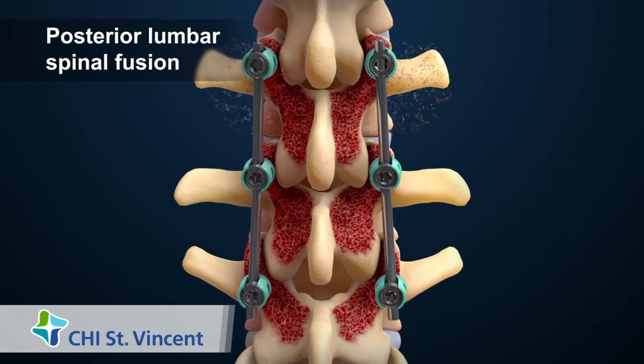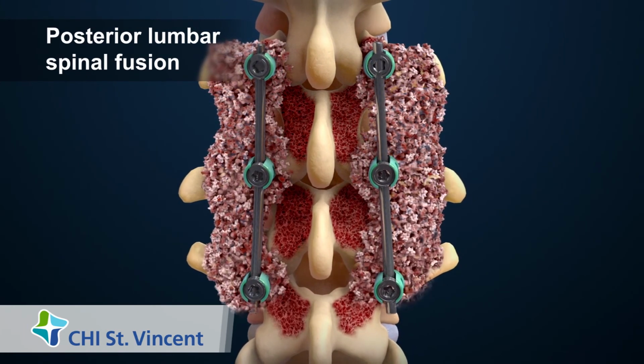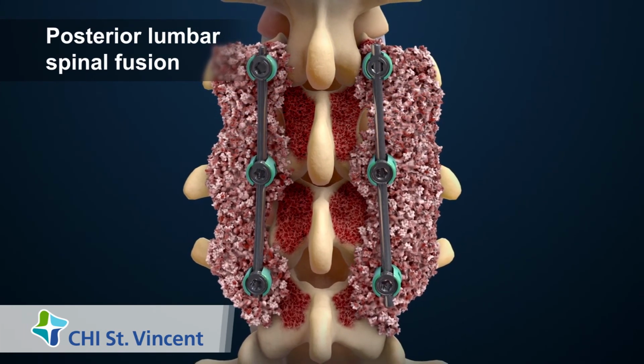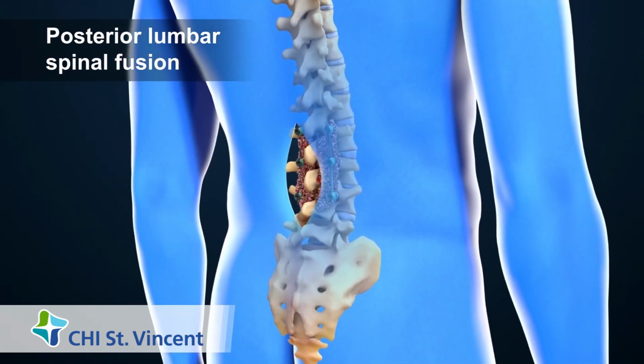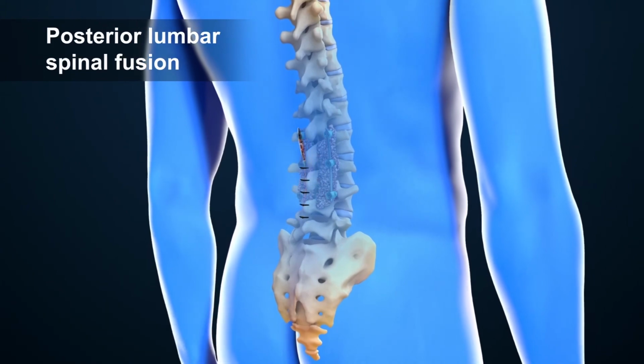The surgeon will place the bone grafts along the spine to allow the vertebrae to grow together and keep the spine stable. At the end of the procedure, the skin incision will be closed with stitches.